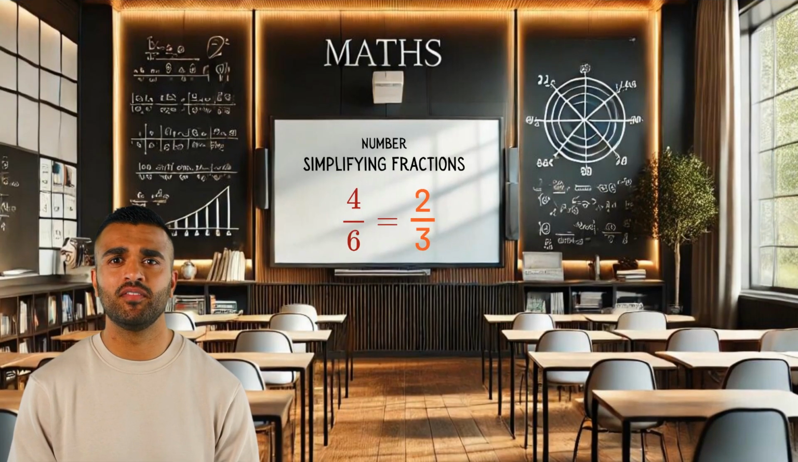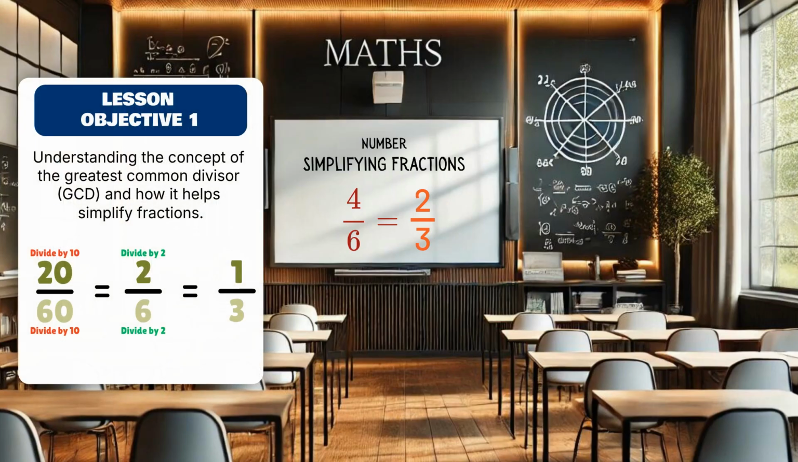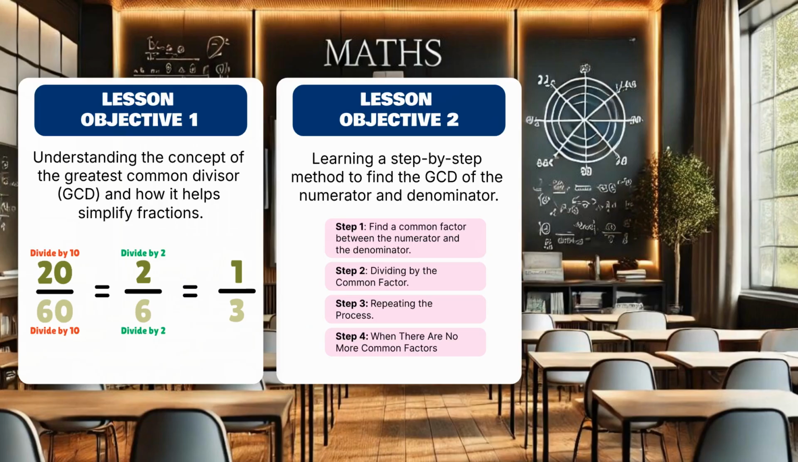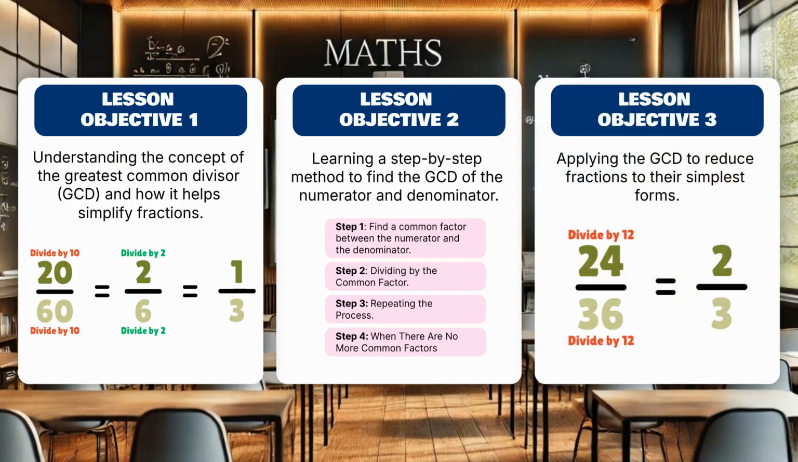In today's lesson, we focused on the essential skill of simplifying fractions. We began by understanding the concept of common factors and learned how the greatest common divisor, GCD, can help us simplify fractions. We then explored a step-by-step method to find the GCD of the numerator and denominator, applying this knowledge to reduce fractions to their simplest forms. We practiced simplifying fractions by identifying common factors, dividing both the numerator and denominator by these factors, and repeating the process until no further common factors remained. Keep practicing to solidify your understanding, and you will soon become proficient in this valuable mathematical technique.